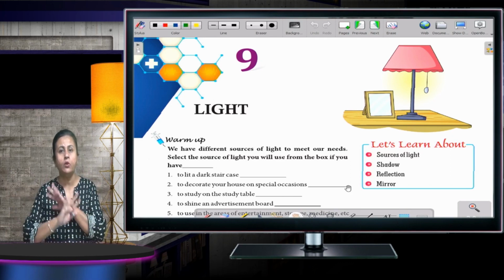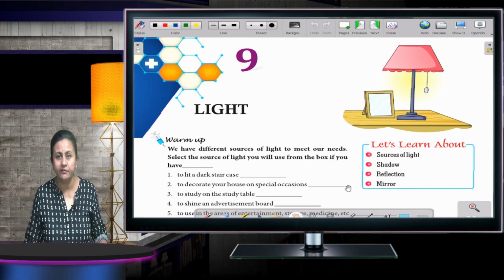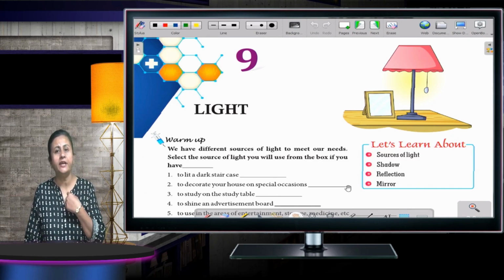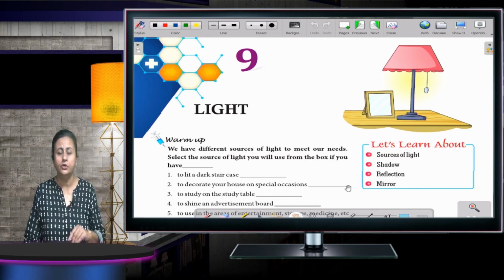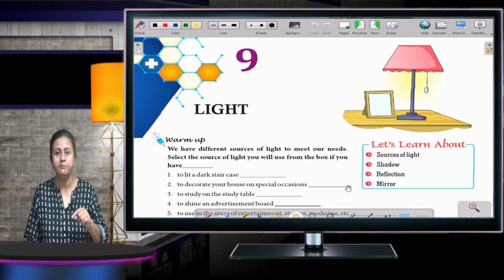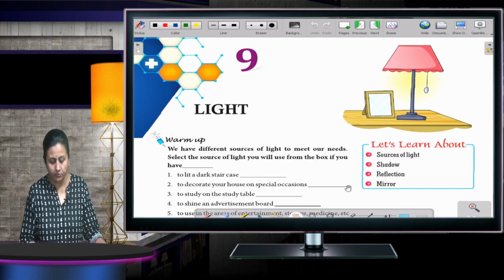In case there is no light, you won't be able to see anything. Okay, you can see me right now because I'm standing under the light. In case the room is dark, you can hear my voice but you cannot see me. So let's start the chapter now, light.